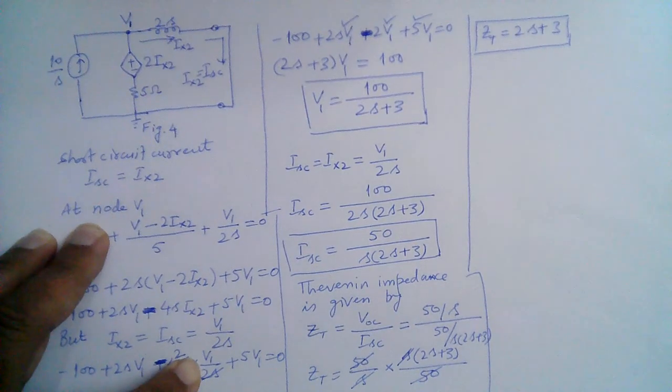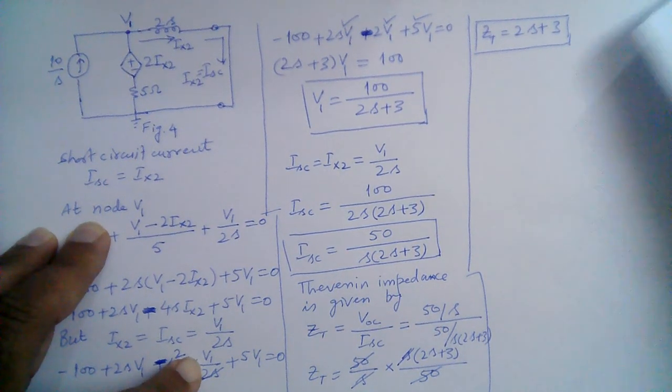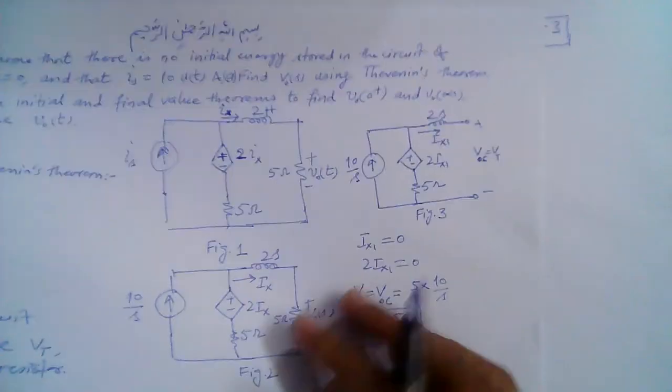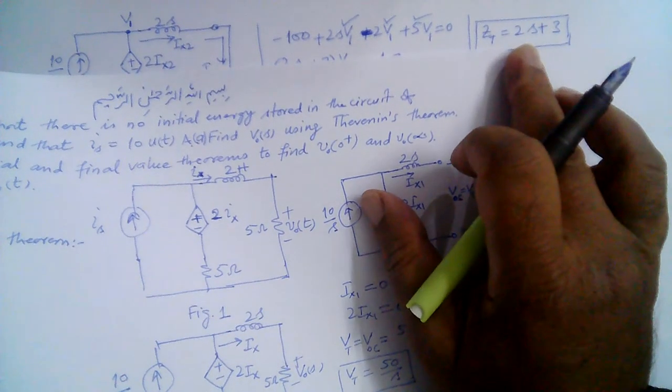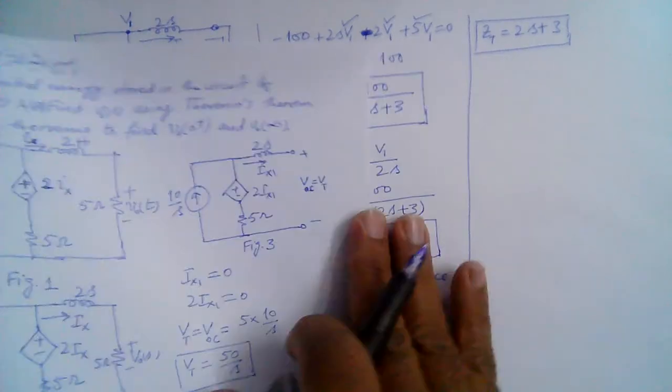So we have found out the Thevenin open circuit voltage, 50 over S, and we have found out the Thevenin impedance, that is 2S plus 3. So we can draw the Thevenin equivalent circuit.